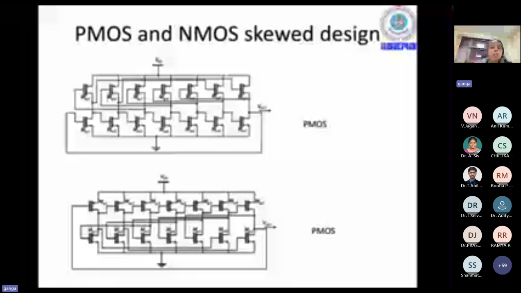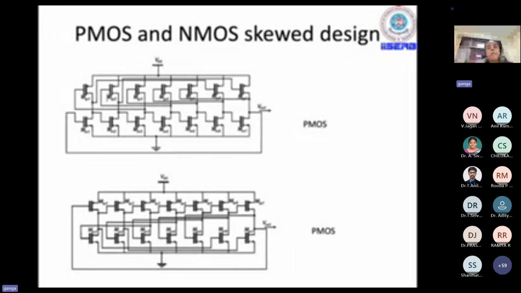This skew design can be introduced for the PMOS or NMOS, as we are seeing in these two schematics. So with these skew designs, we are able to improve the frequency of operation, and with the previous design with current starving, we are able to save the power consumption.